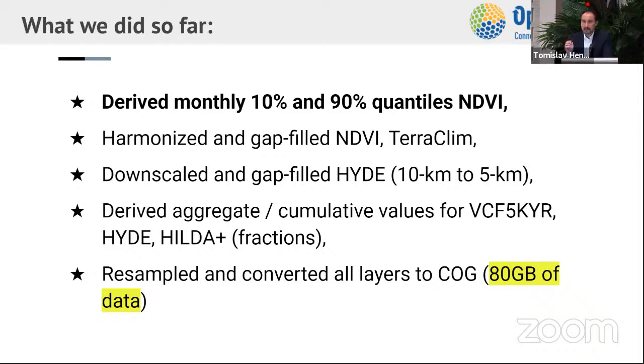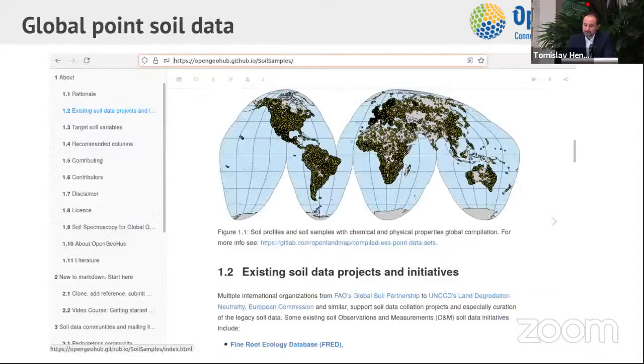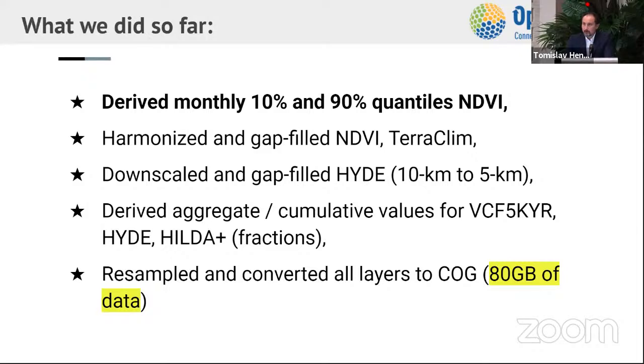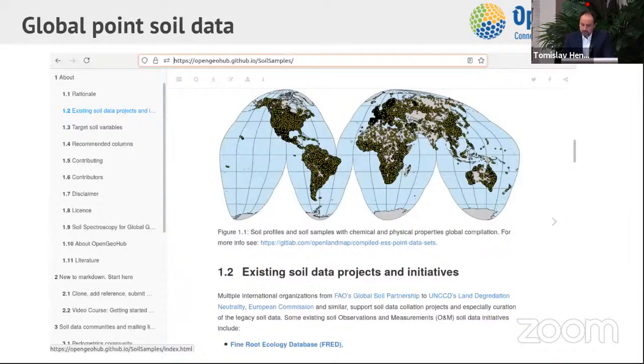One image is like 1 megabyte for the whole world. But when you have time series data, monthly data, going all the way back to 1982, it ended up being about 80 gigabytes. So it slowly grows. And if we do the 1 kilometer, it will be 25 times bigger, so you are almost close to half a terabyte. That's what we would like to do.